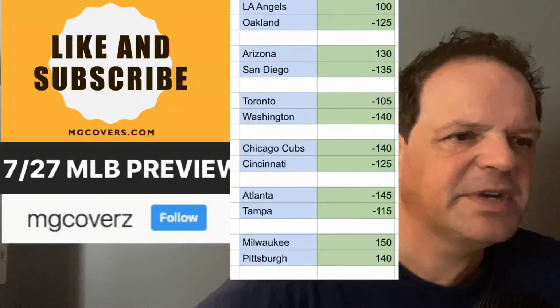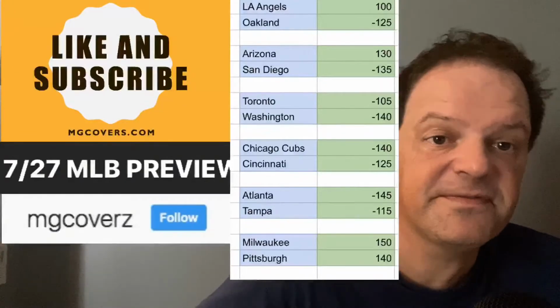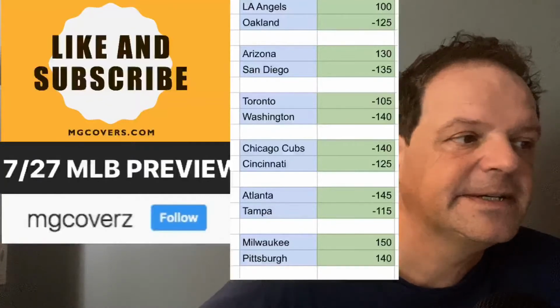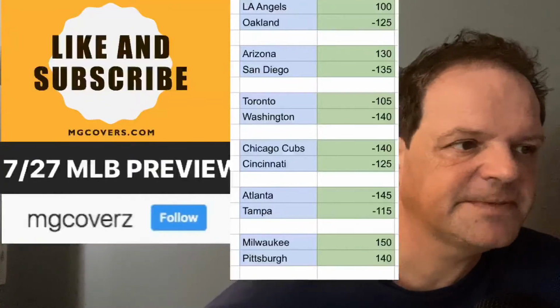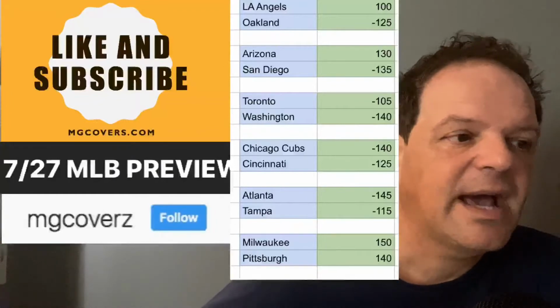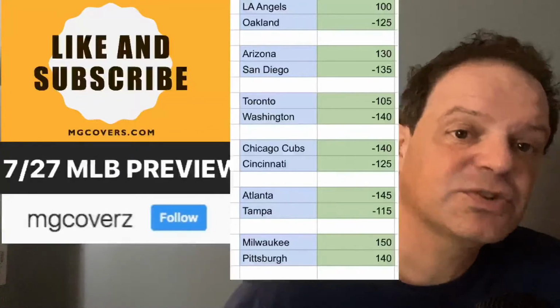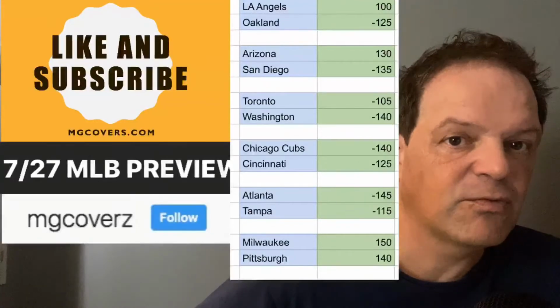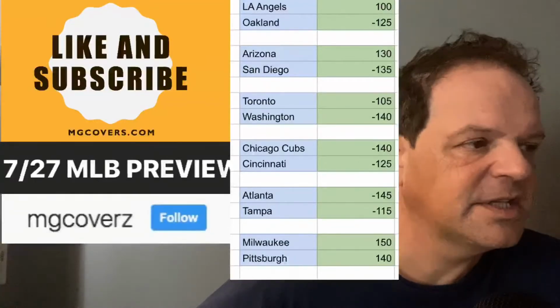On to the Braves. We have the line at minus 145. Tampa at minus 115. Tampa surprise team, actually 2-1 to start the season. However, the actual line is Braves plus 124, Tampa minus 134. So we're actually getting very, very good value with Atlanta in this particular matchup.